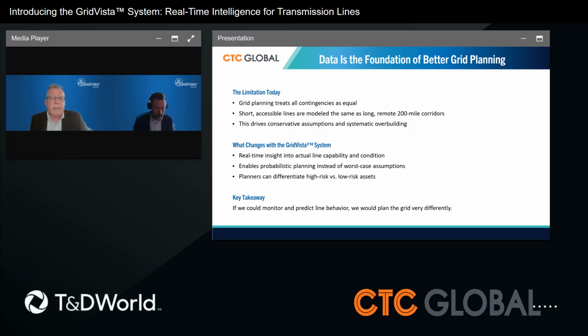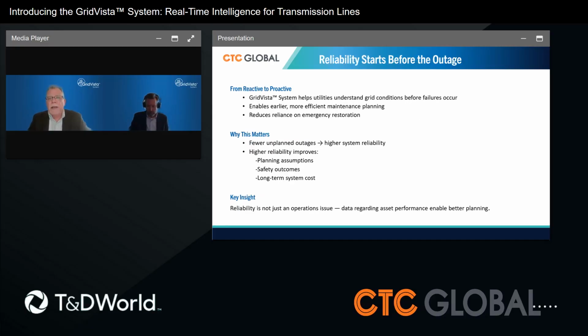Planners need to think about probabilistic approaches and not just worst case conditions. GridVista will help us do that and help us manage risk and create a better grid for everybody. If we can monitor and predict line behavior, then certainly we can plan the grid very differently. Reliability and economics are inseparable. That's a core principle that I believe fully in my heart. Planning maintenance outages are so much more efficient than unplanned emergency responses, which are very costly and impactful to consumers.